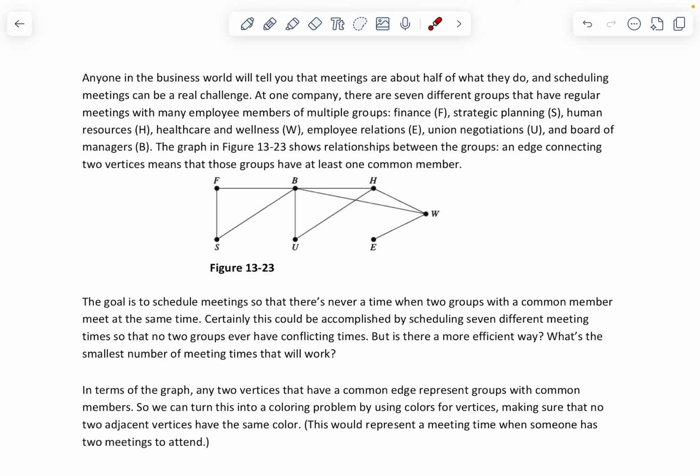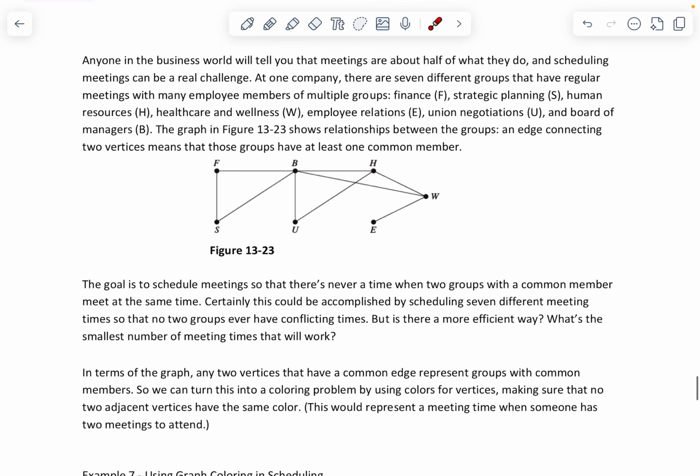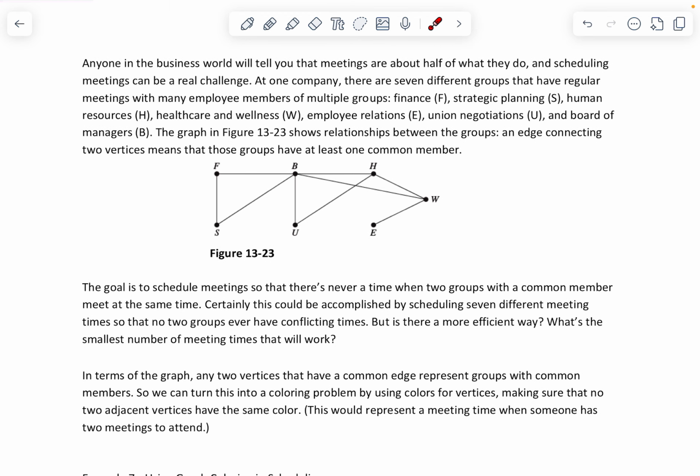The graph in figure 13.23 here shows relationships between the groups. An edge connecting two vertices means that those groups have at least one common member. The goal is to schedule meetings so that there's never a time when two groups with a common member meet at the same time. Certainly, this could be accomplished by scheduling 7 different meeting times so that no two groups ever have conflicting times. But is there a more efficient way? What's the smallest number of meeting times that will work?